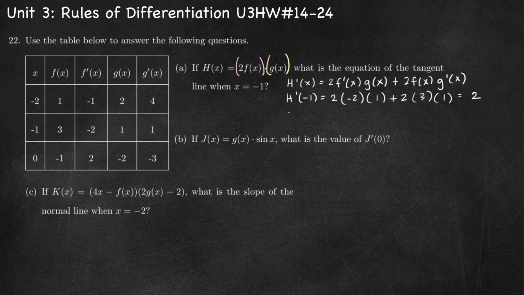Now I'm also going to need to find h of negative 1 to get the point of tangency. So that's 2 times f of negative 1 times g of negative 1, or 2 times f of negative 1 is 3, times g of negative 1. G of negative 1 is 1. So that gives us 6. And then the equation of our tangent line, y minus 6 equals 2 times x minus negative 1, or x plus 1.